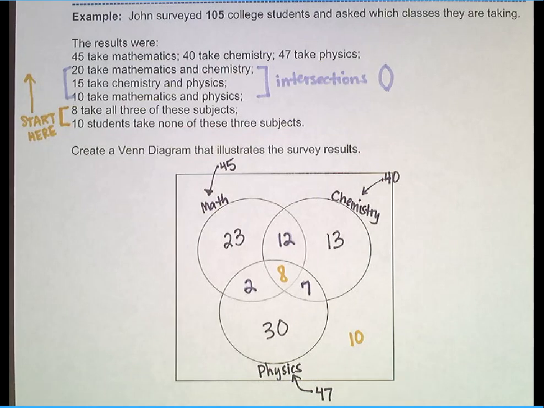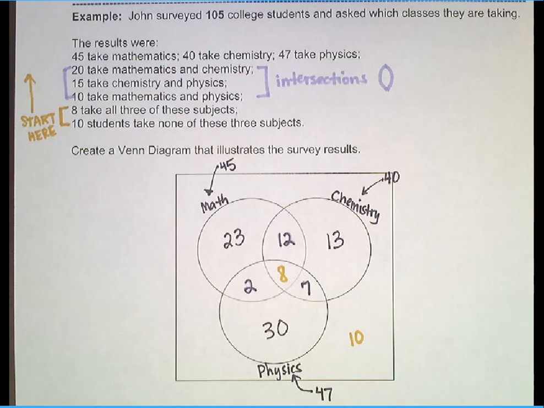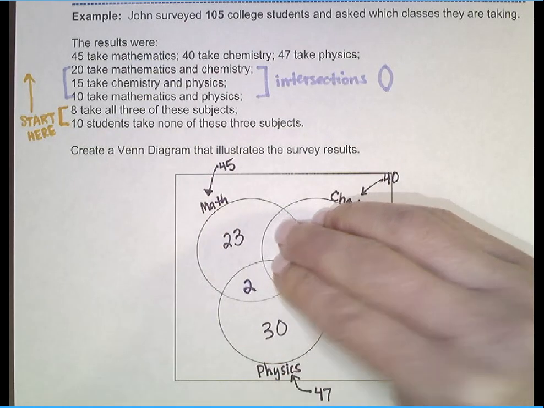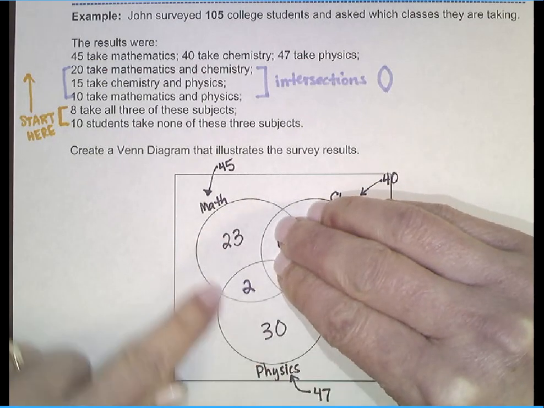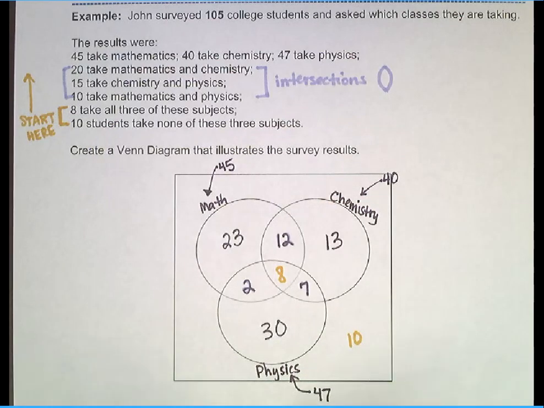And sometimes they'll say, how many students are taking only math? And then you would say 23. Or they might say, how many students are taking not chemistry? So you would take everybody that's in chemistry away, and you would be left with who's not taking chemistry. So you would add up those if they asked you about not chemistry or something like that. So once you get the picture drawn, you can pretty much answer any questions.